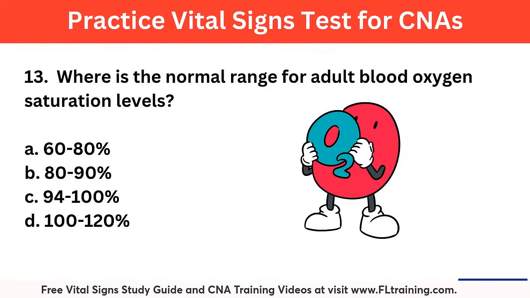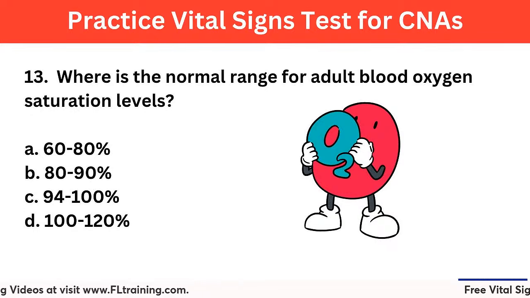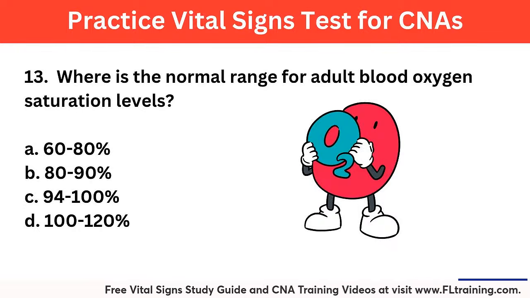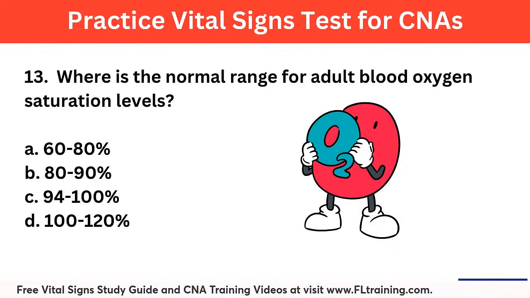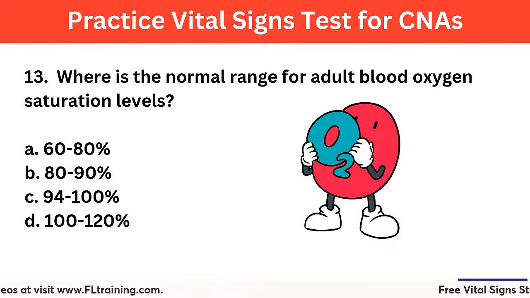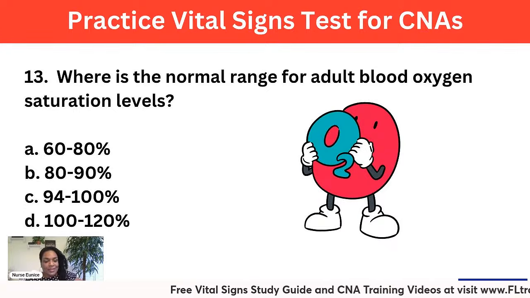Number 13, what is the normal range for an adult blood oxygen saturation level? Is it 60 to 80%, 80 to 90%, 94 to 100%, or 100% up to 120%? When we ask you to put the pulse oximeter on your patient in order to check their oxygen levels, what would be a range that you would be comfortable with?